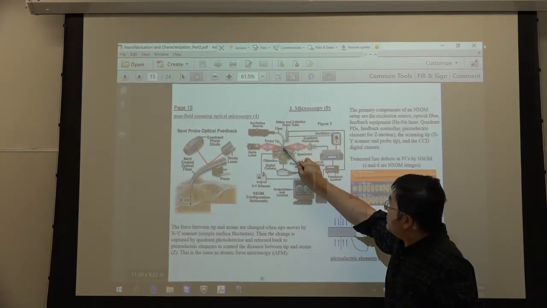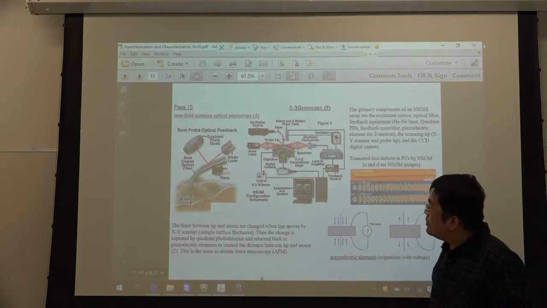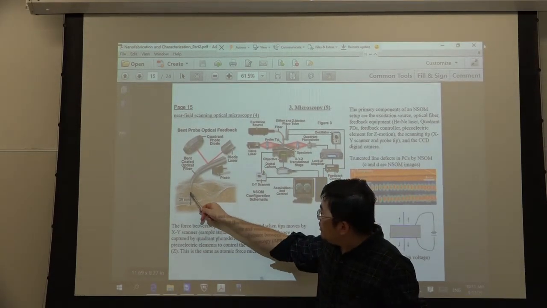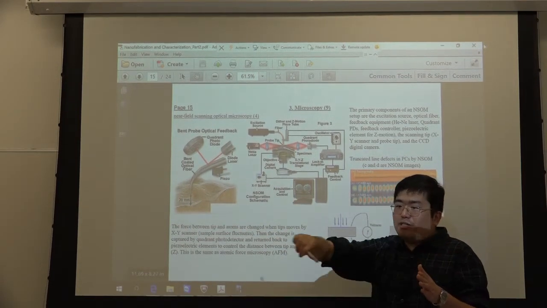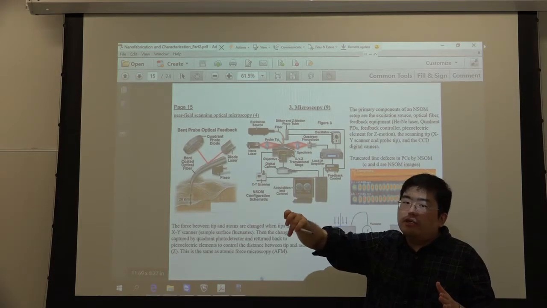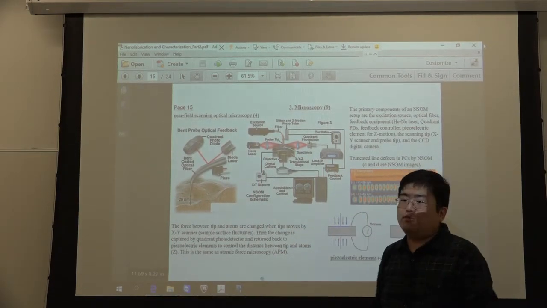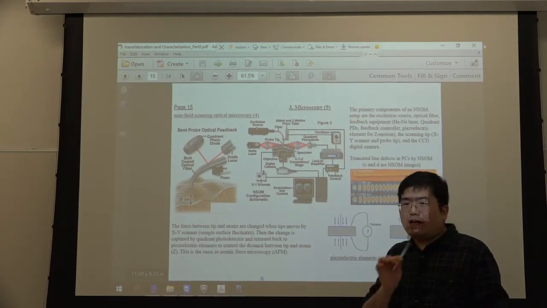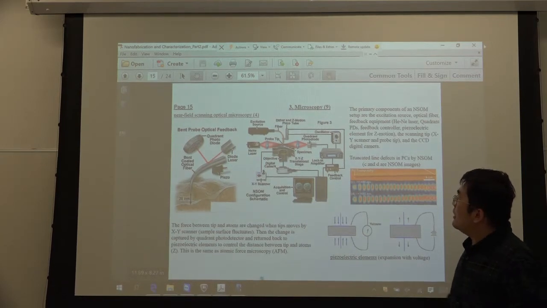This part is important, but one important thing is how to control the distance between the tip and the sample. Because the sample typically has a very rough surface, when you move the tip, if there is no feedback, you just break the tip. The tip is very fragile. So you must have feedback. The feedback is, I think, a key part. It's a key technique.